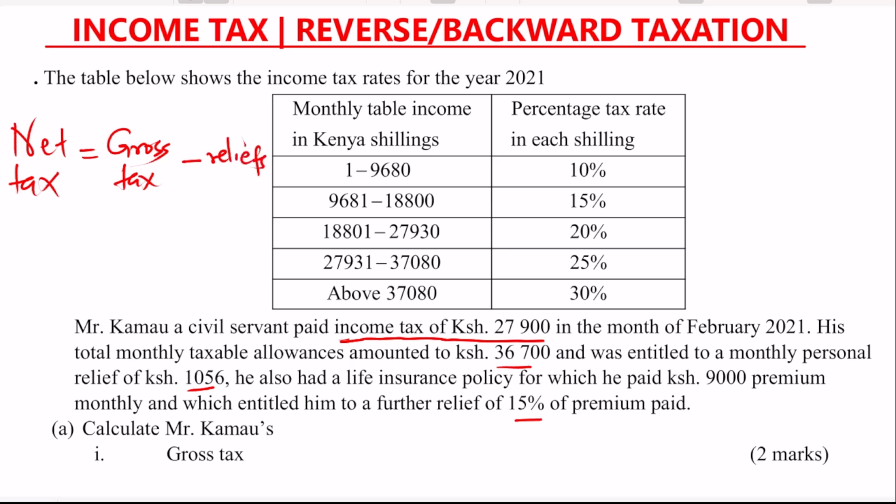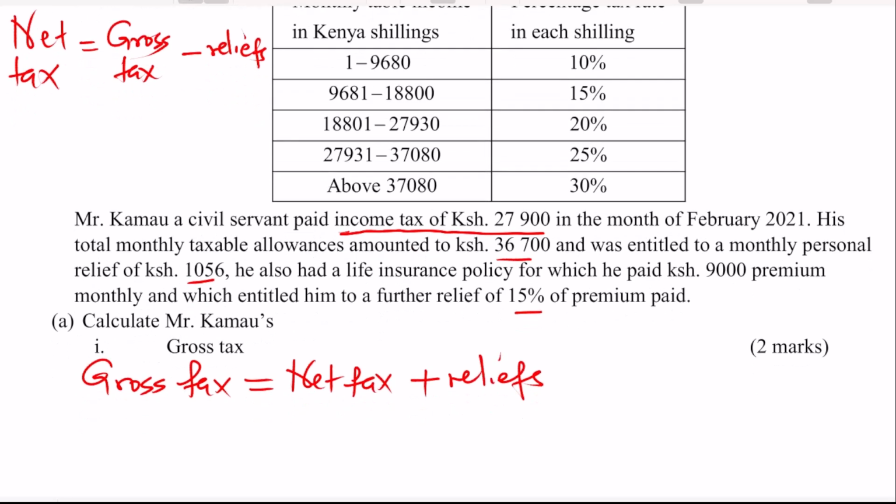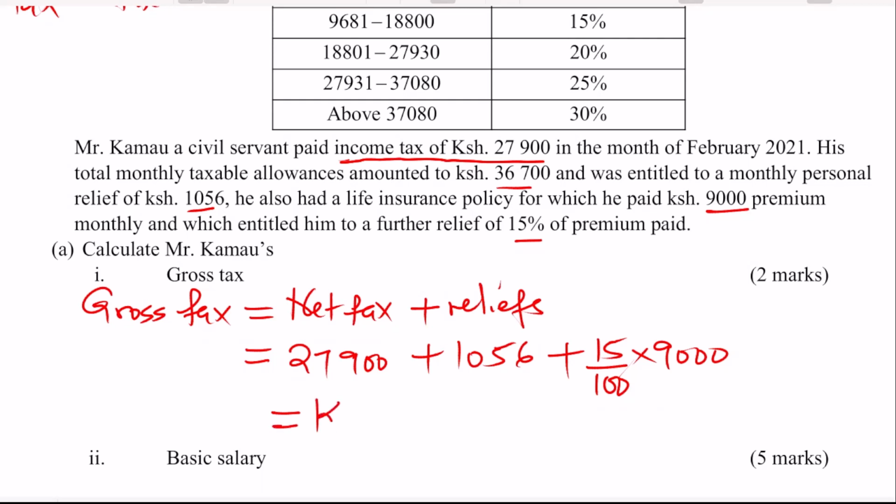We take the gross tax, then less the relief. So to get the gross tax, we shall take the net tax and add the reliefs that you're given. When you look at this question, the net tax given is 27,900 plus the reliefs. We have one personal relief of 1056. We add that. Then there is another one here, 15% of the premium paid. So this one will be 15 over 100 times the premium paid, which was 9,000. So this is what is going to give us the gross tax, in Kenyan shillings.